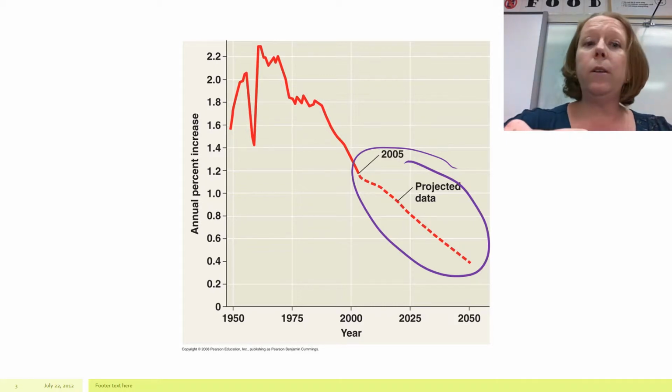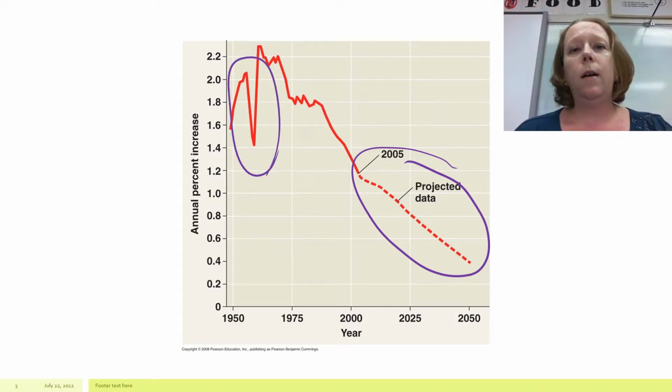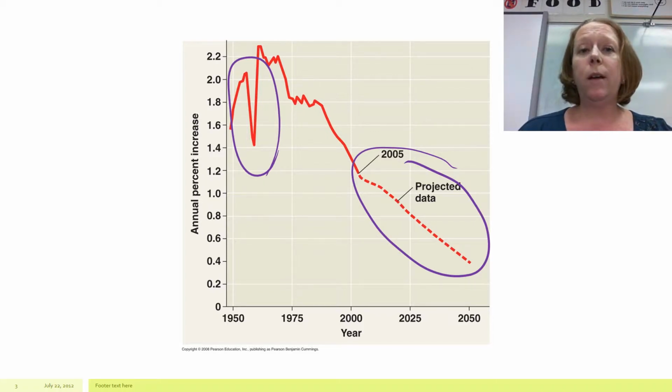Just as a little point of interest, this dip here around 1960, that is when there was a famine in China and about 60 million people died. So we saw a big dip in our growth rate at that time.